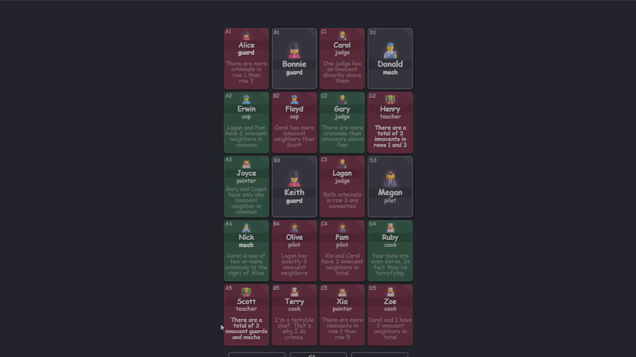Also, I misread that the first time. Scott says there are a total of 3 innocent guards and mechs. Oh, like mechanics. Okay. 3 innocent guards and mechanics. Okay, so we have a guard, and a mechanic. What's the other mechanic? Innocent.